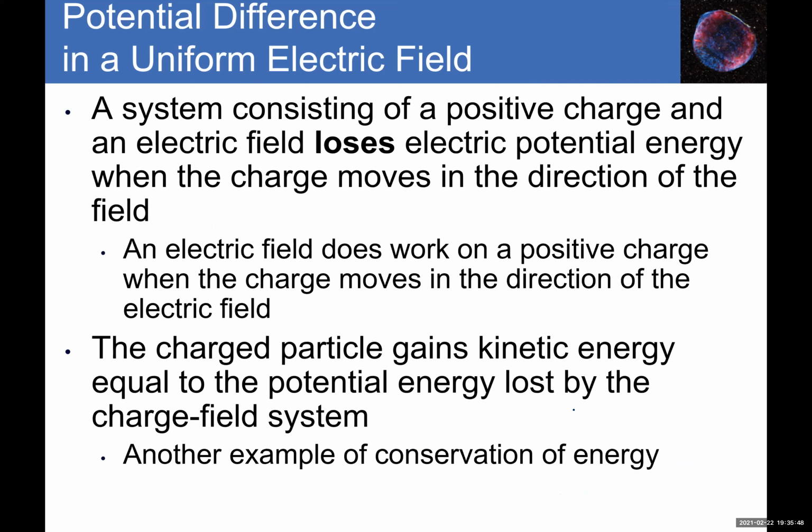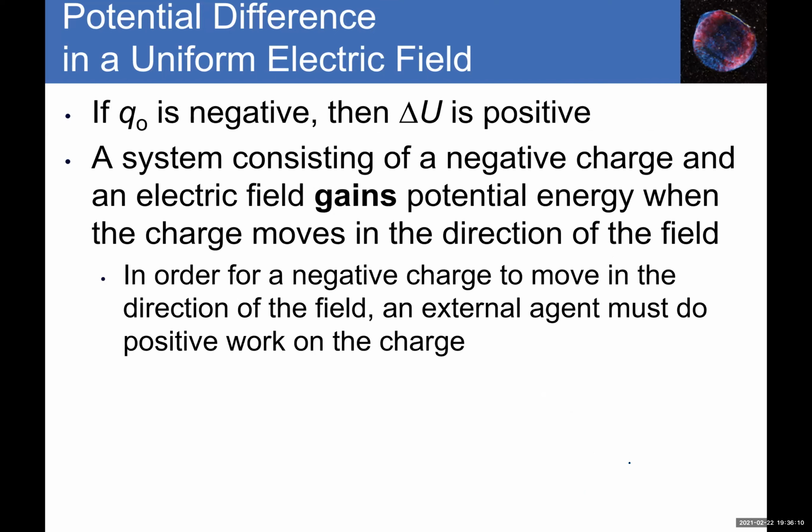Now, a system consisting of a positive charge and an electric field loses electric potential energy when the charge moves in the direction of the field, and an electric field does work on a positive charge when the charge moves in the direction of the electric field. The charged particle then gains kinetic energy equal to the potential energy lost by the charge-field system, as I mentioned. When you lose potential energy, you gain some amount of kinetic energy.